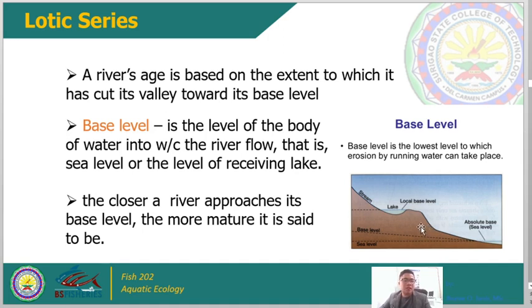So there are also cases where you could adjust your base or local base level based on the nearest lentic environment. Like for example, here in this one, the lake. So the lake is the local base level. So you identify the lotic environment age with respect to the local base level, which is the lake. So if it is already on the same level with the local base level, it is already an old lotic environment. Okay, so I hope that's clear.